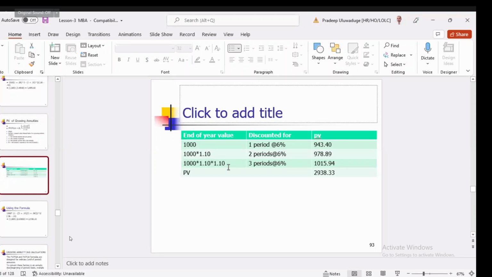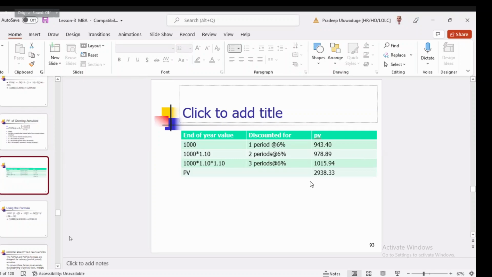In calculating present value, the first cash flow has to be discounted for 1 year, which becomes 943 and 40 cents. Then 1,100, which you receive in the second period, discounted for 2 years at 6%, will be 978 and 89 cents. And 1,210 has to be discounted for 3 time periods at 6%, which becomes 1,015 and 94 cents. So the total becomes 2,938 and 33 cents, right?